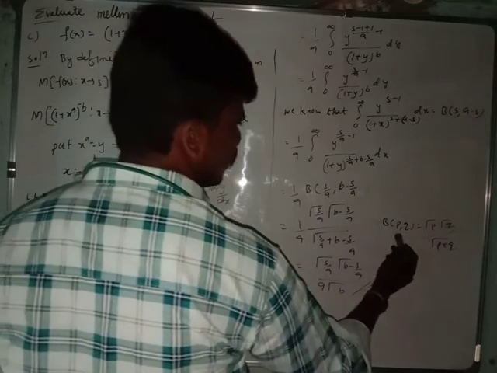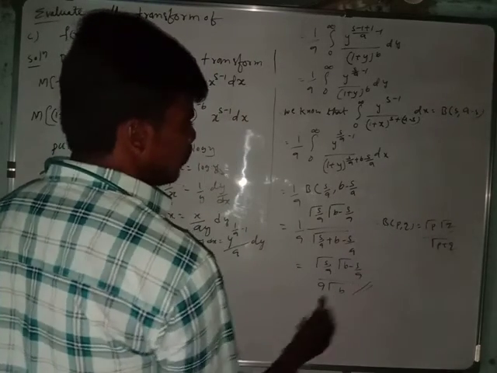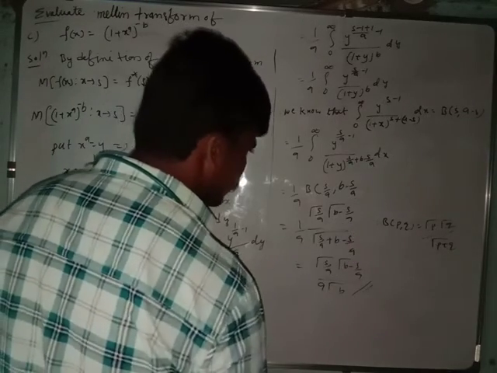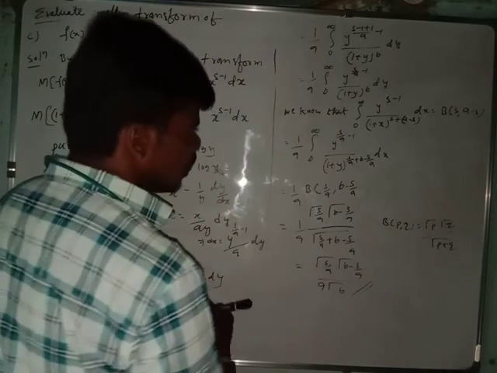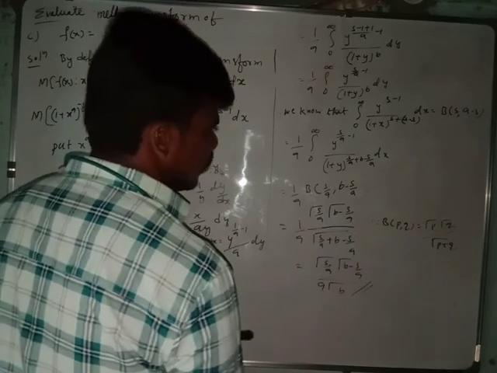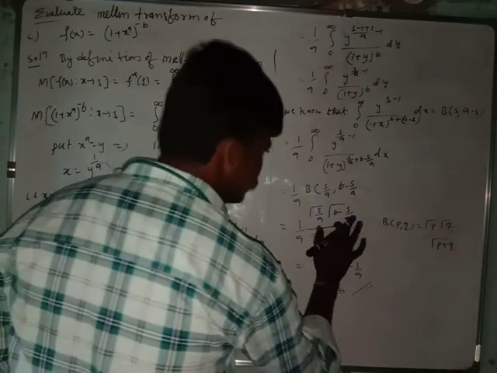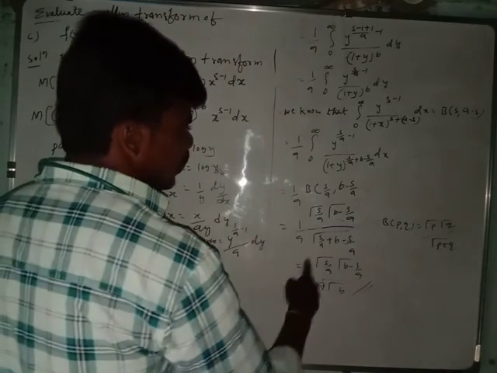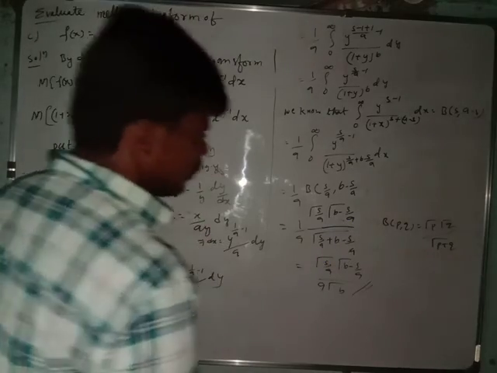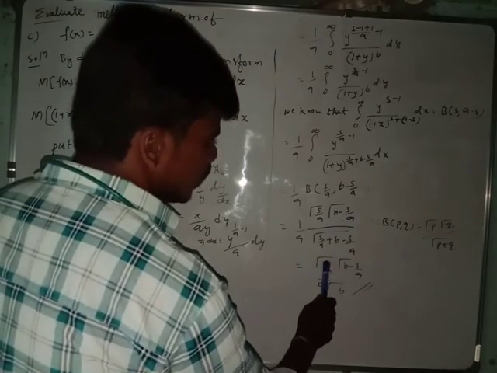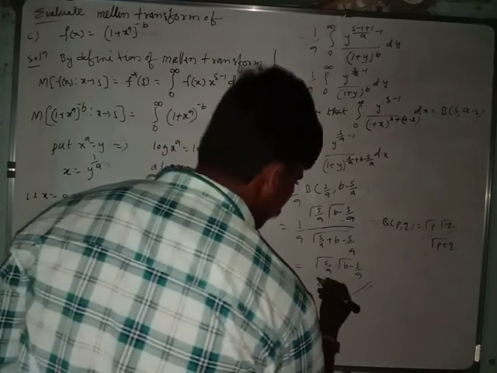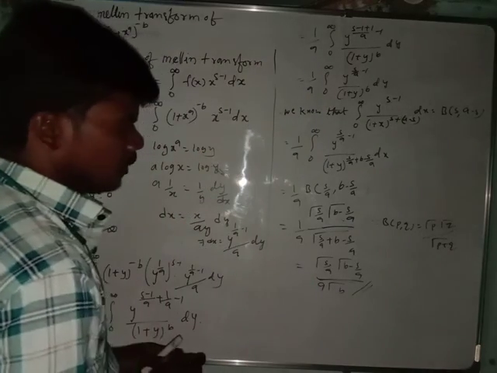By using the relationship between beta and gamma functions, this equals 1 by a into gamma of s by a into gamma of b minus s by a divided by gamma of s by a plus b minus s by a. Here s by a cancels out. We get gamma of s by a into gamma of b minus s by a divided by a into gamma of b. Hence proved.